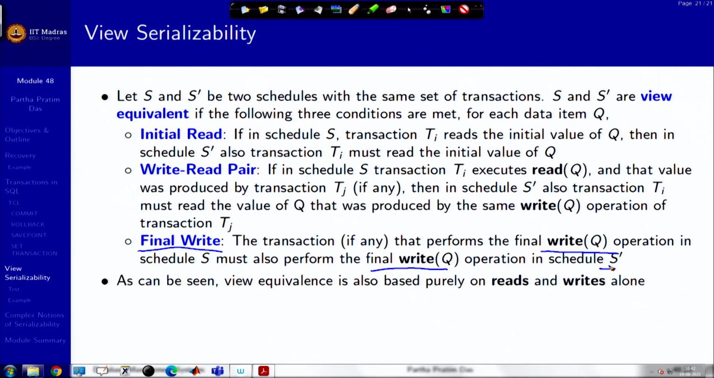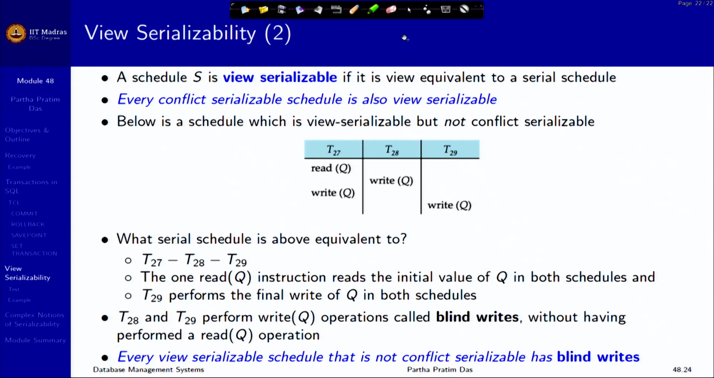So, initial read has to match, write for every read has to match, and final writes have to match. If these three conditions match, then two schedules S and S prime are called view equivalent. And as you can see, like conflict serializability or conflict equivalence, view equivalence is also purely in terms of read writes. We do not consider the other computations in between.